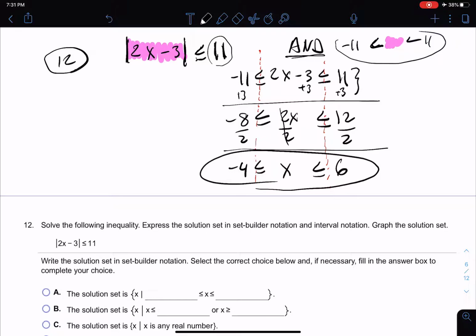11 plus 3 is 14. Dang it. Maybe I said another word. Bad word. 11 plus 3 is 14, and 14 divided by 2 is not 6. It's now, what, 7. Okay, so now I've got the answer. This is basically saying all the numbers that are greater than or equal to -4 and less than or equal to 7 will make this inequality true. Okay? All right, let's find the answer.